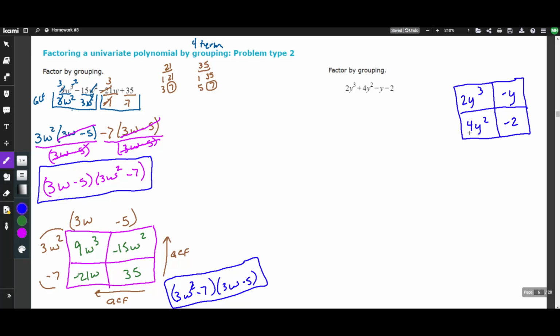Looking at my terms, we're doing GCF both directions, so going up and down between 2y cubed and 4y squared, I can pull out a 2y squared. I want that in a different color, so we'll change that. So this is 2y squared.